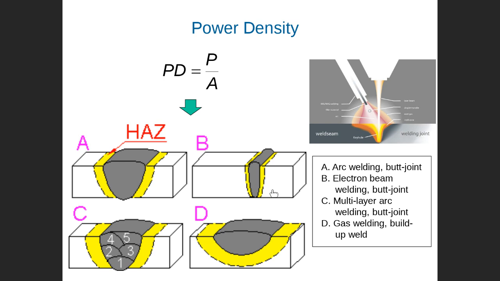So if I ask you, I would like to do the welding process with the lowest possible heat affected zone, what is the process? It means a high power density process is suitable for producing a narrow and deep weld with the smallest heat affected zone. Right, so this is what we call the heat affected zone.